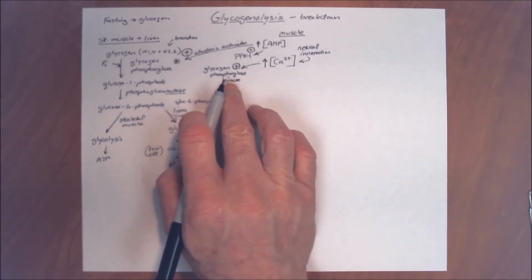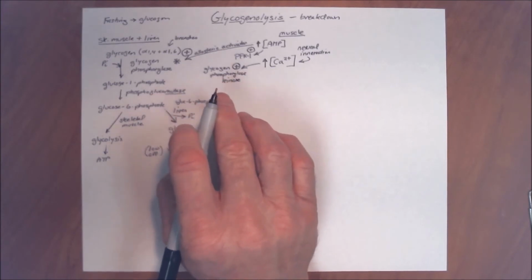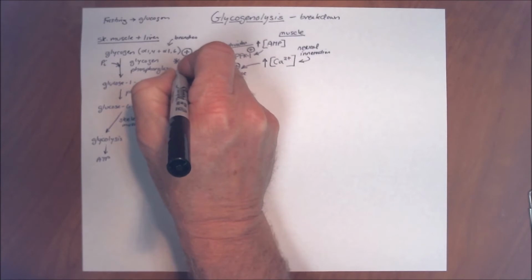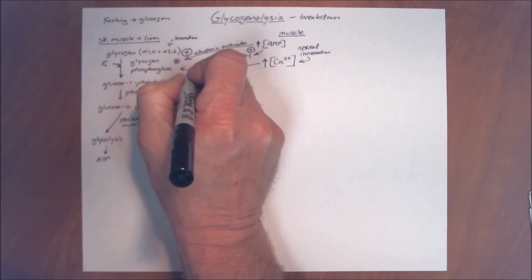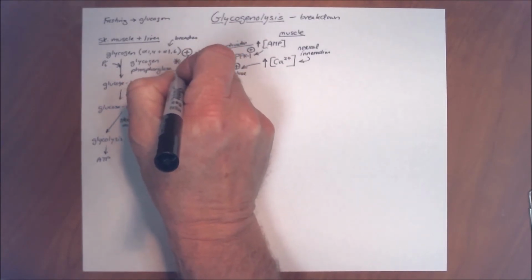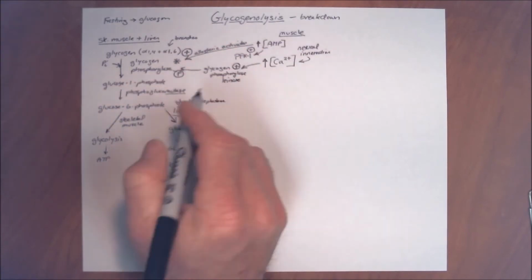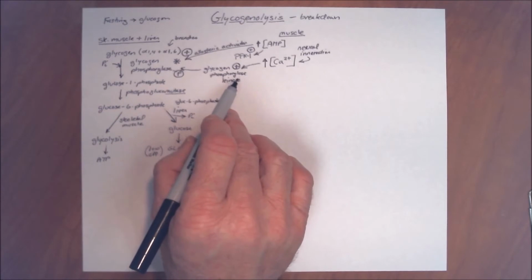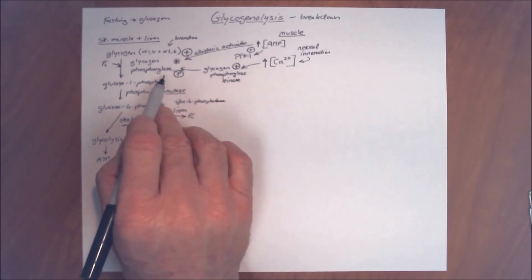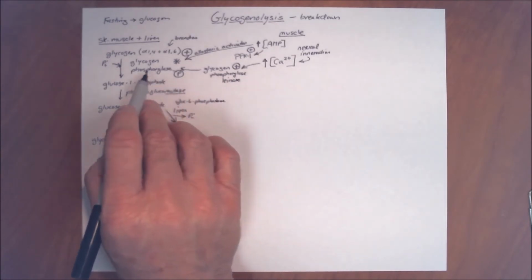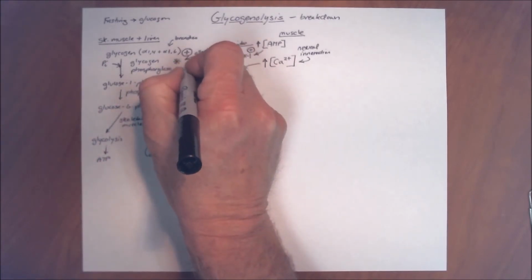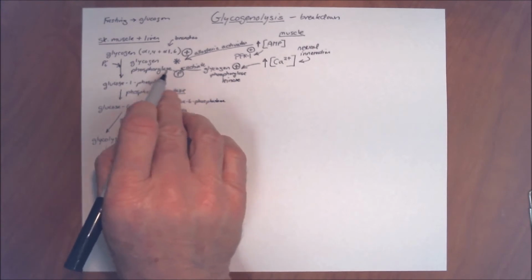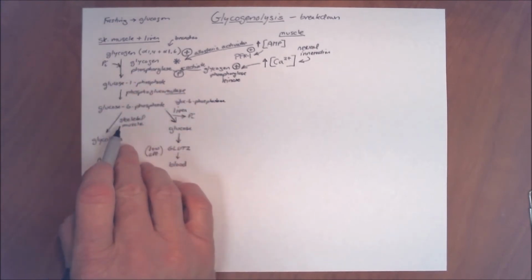Now this kinase is going to do two functions. The first is it's going to phosphorylate the glycogen phosphorylase once it's activated, being a kinase, and this will activate the glycogen phosphorylase enzyme through phosphorylation to increase glucose release.